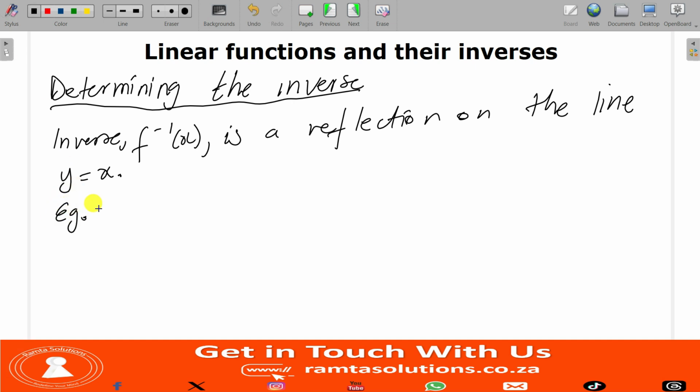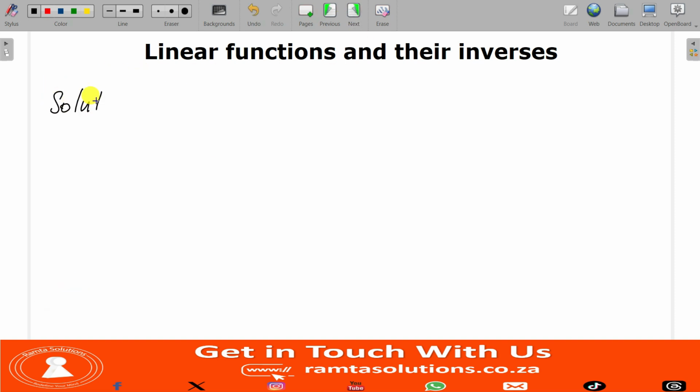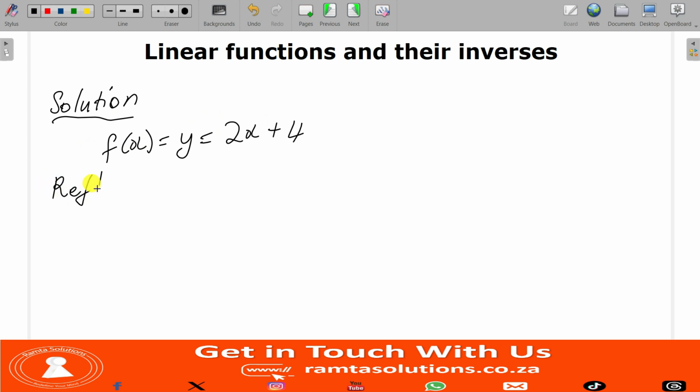Now, example: determine and sketch the inverse of f of x equals 2x plus 4, and also draw it. For our solution, let me go to the next page. Our solution: remember we had f of x, which is y, is equal to 2x plus 4. So I like writing this, reflecting on y equals x, colon.